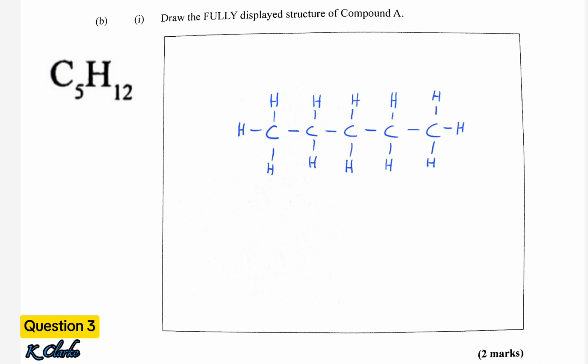B. Part 1. Draw the fully displayed structure of compound A. Compound A is C5H12. Hence, draw 5 carbons in a straight chain. Since there are 12 hydrogens, we are going to draw single bonds between carbons and hydrogens, ensure that all carbons have 4 bonds.